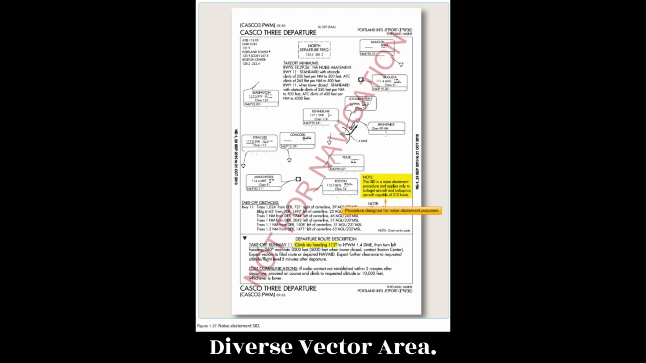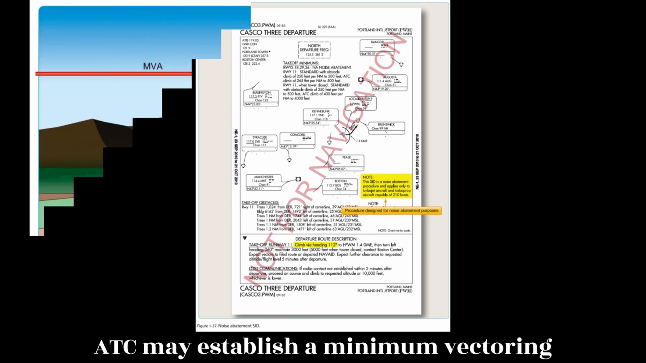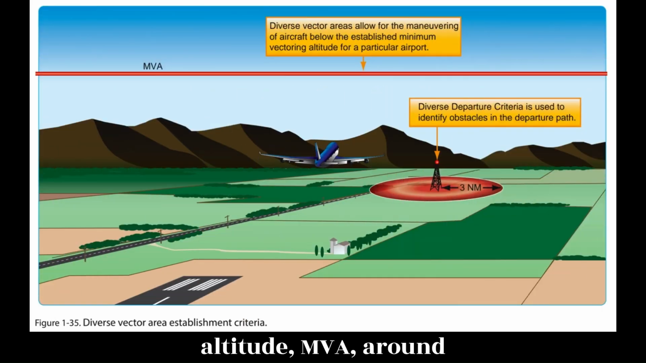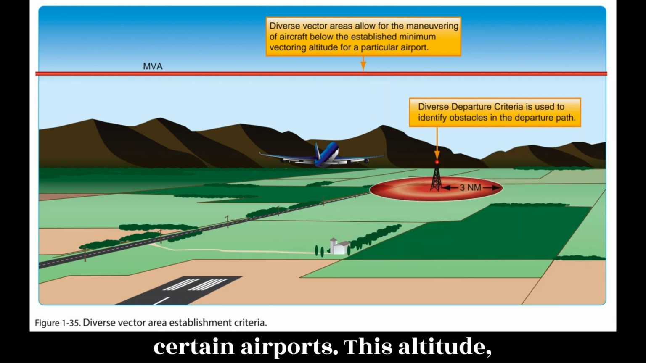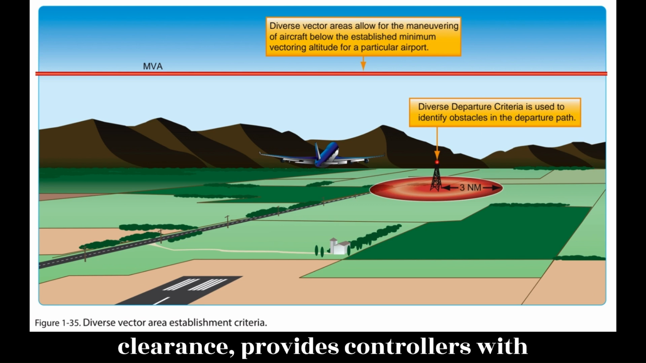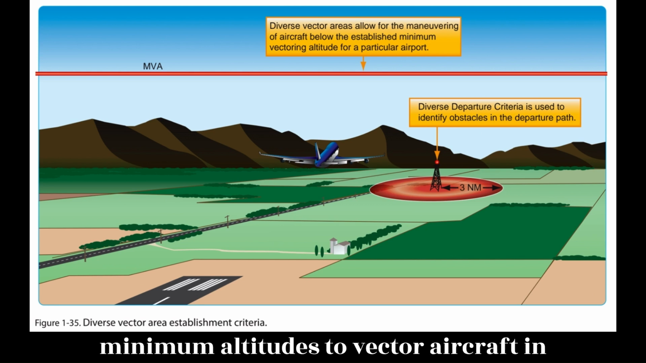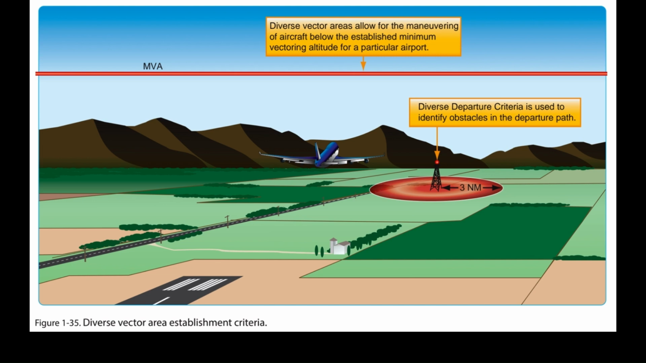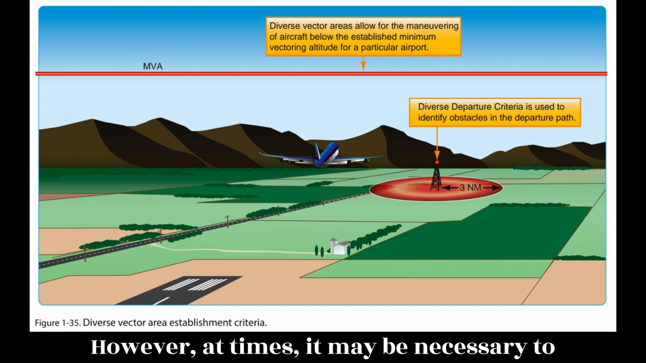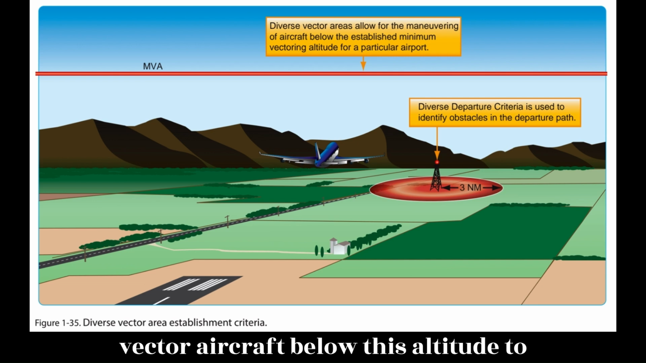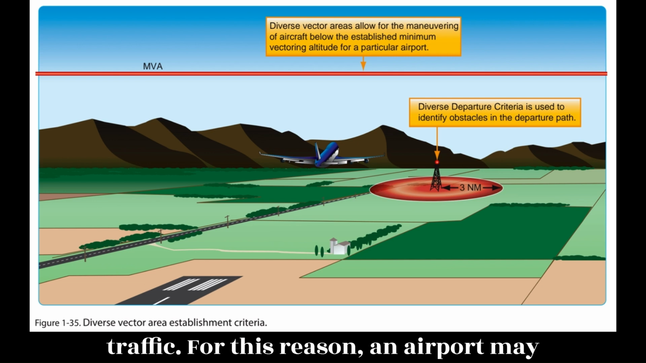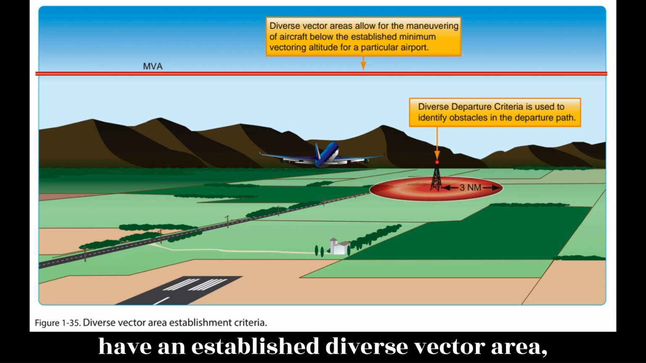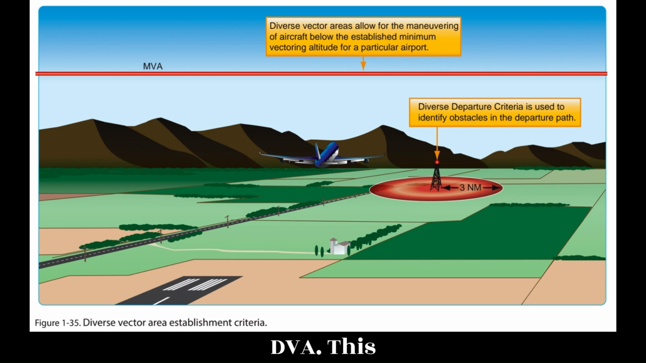Diverse vector area. ATC may establish a minimum vectoring altitude, MVA, around certain airports. This altitude, based on terrain and obstruction clearance, provides controllers with minimum altitudes to vector aircraft in and around a particular location. However, at times, it may be necessary to vector aircraft below this altitude to assist in the efficient flow of departing traffic. For this reason, an airport may have an established diverse vector area, DVA.